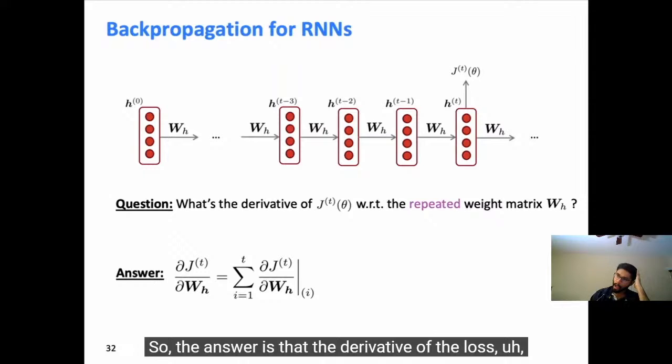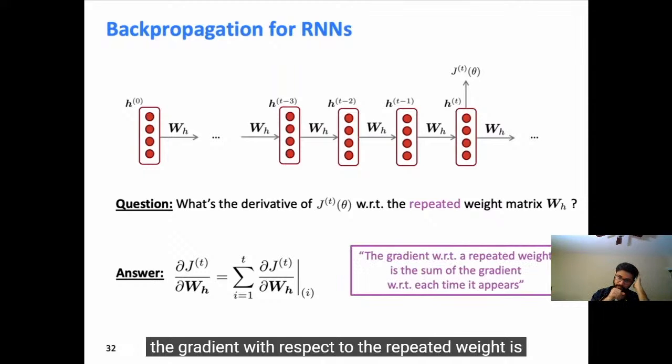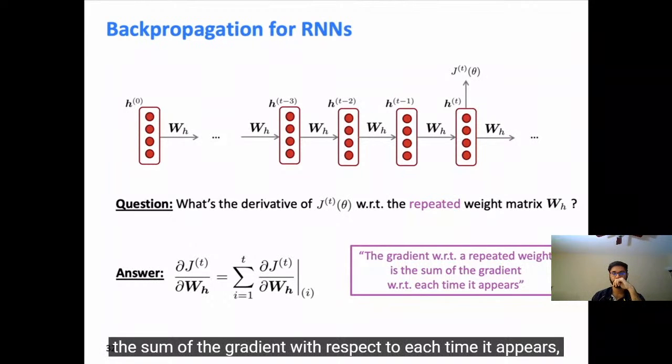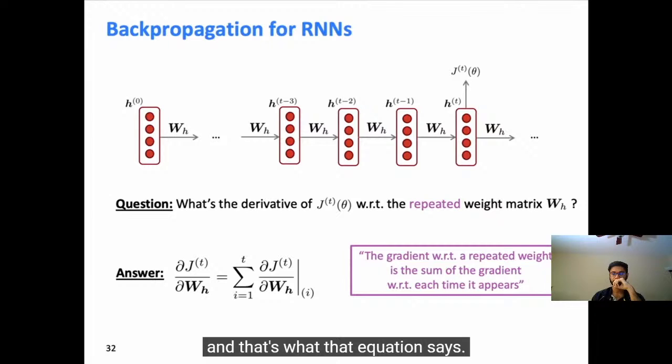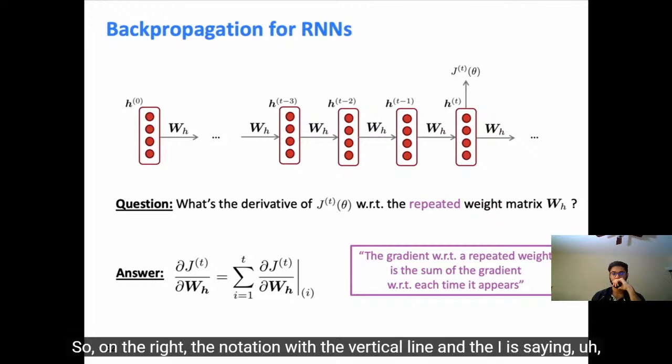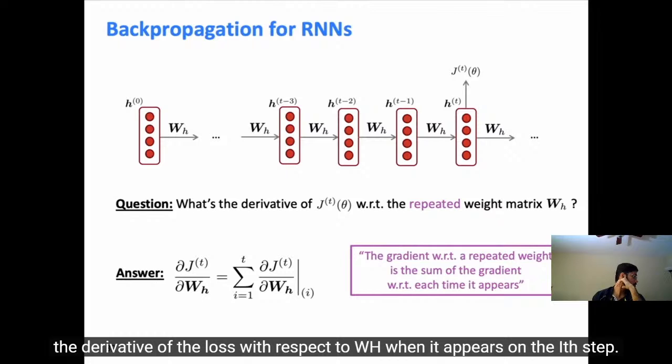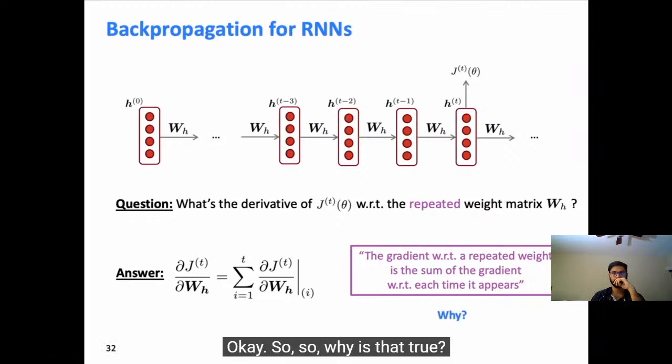The answer is that the derivative of the loss, the gradient with respect to the repeated weight, is the sum of the gradient with respect to each time it appears. And that's what that equation says. On the right, the notation with the vertical line and the i is saying the derivative of the loss with respect to WH when it appears on the ith step. Okay, so why is that true?